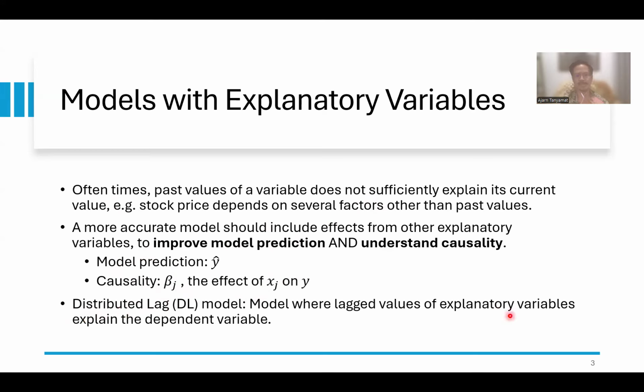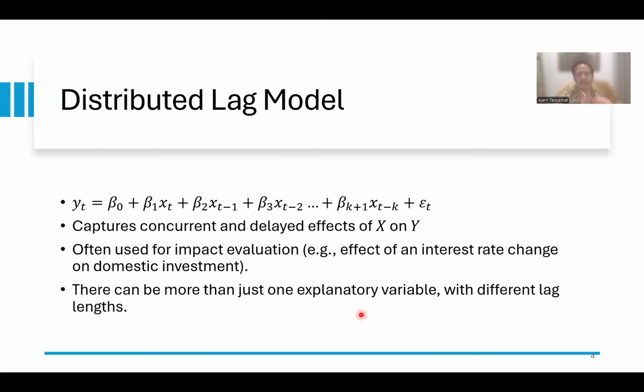To do that, we start with explaining what we call the distributed lag model, a model where lag values of explanatory variables explain the dependent variable. What are we talking about here? It takes its form: y_t, the time series that we are interested in, is a function of beta 0 plus beta 1 x_t plus beta 2 x_{t-1}, lag 2, and then lag all the way to k, and then epsilon_t is the error. Notice that y_t is being explained by x_t as well as the lag values of x_t. That's why we call this a distributed lag model.